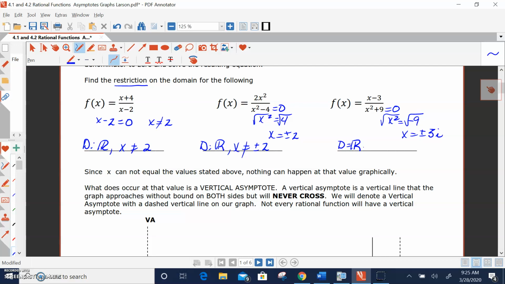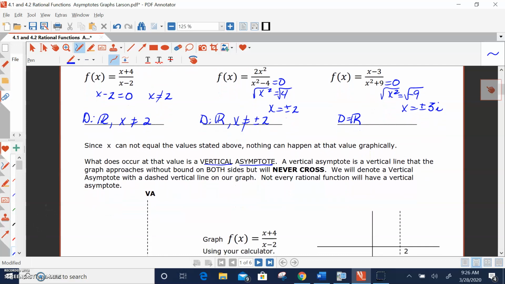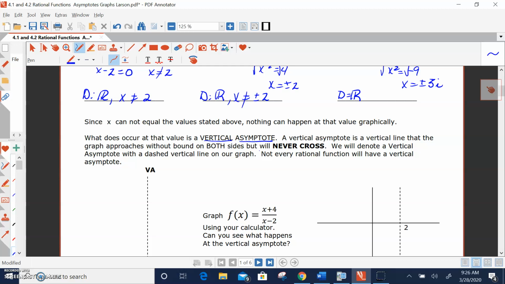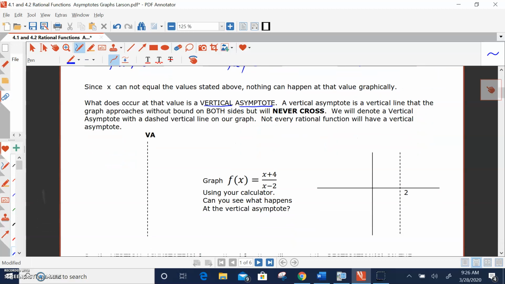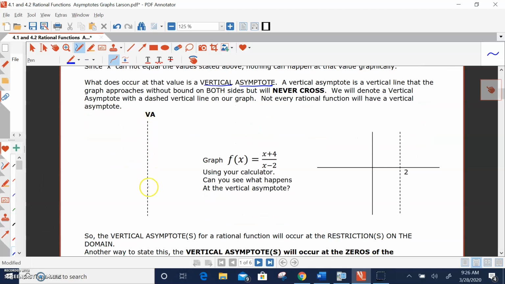Okay, so graphically, what we're going to find out is at these domain restrictions, the first one at 2 and the second one at positive and negative 2, we're going to have something called a vertical asymptote. A vertical asymptote is a vertical line that the graph is going to approach on both sides, but it will never cross over. So it's like a dividing line. You have something happening on the left of it, something happening on the right of it, but you can't ever cross that vertical asymptote.